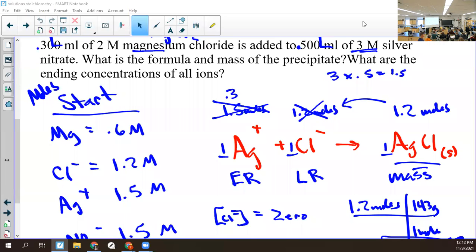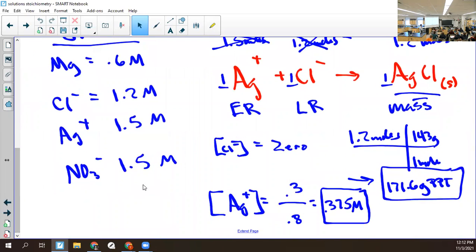So yesterday, I think we had everything except for the concentration of the spectator ions. Sound familiar? Okay.